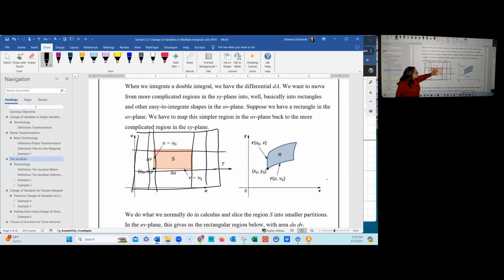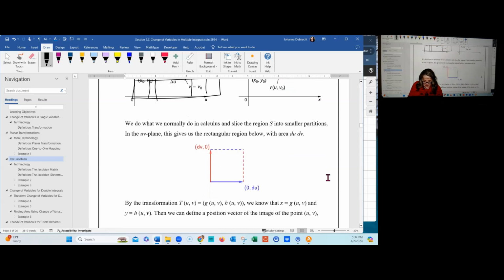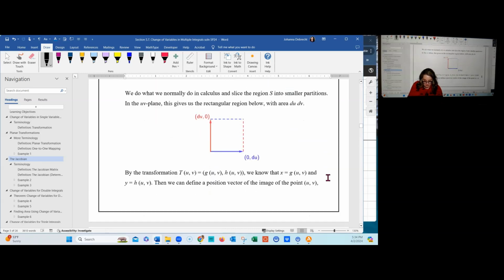But what shape does this translate into? And how can I take this and convert it back? So what is it going to look like? So once I have that, I'm looking at this little small snippet of it right here. And the area in the UV plane is just du times dv, right? So I've got the two differentials multiplied together.